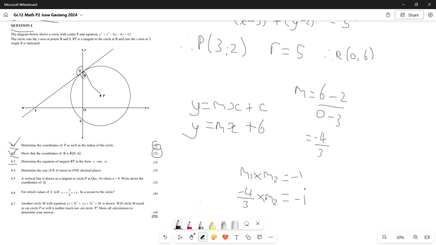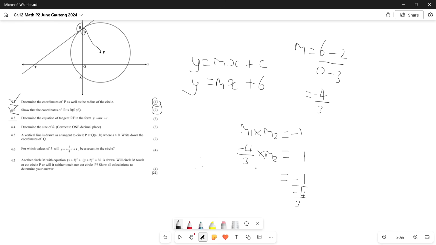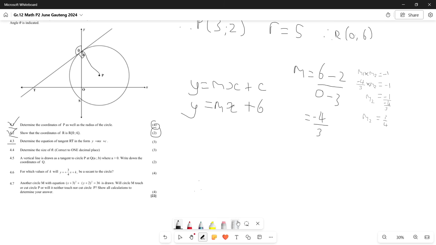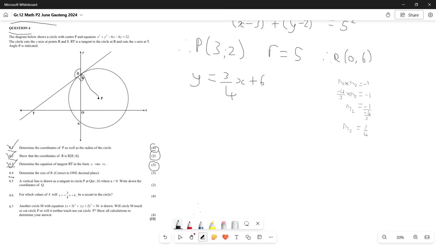And this equals -1. So we're going to divide -1 by -4 over 3. What we have is this value is always inverted and positive. So that'll give us a value for m2 as 3 over 4 if we plug that in our calculator, which means we just solved the value of m2, the gradient of tr, and we can just plug that in. So we have y equals 3 over 4 x plus 6. And that just earned us 3 marks over there, determining the equation of tangent RT in the form of y equals mx plus c.